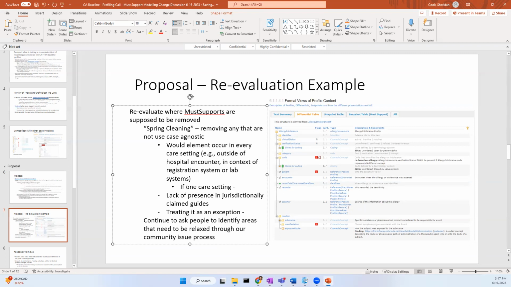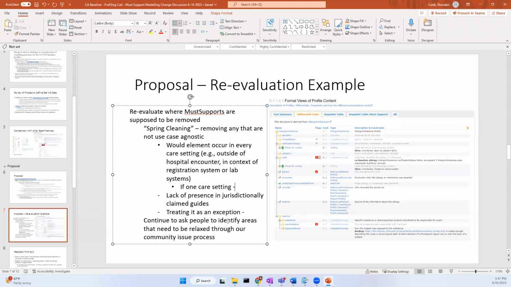Reaction is optional and not must support. So it's only if you provide a reaction that you should be providing a manifestation. And really, manifestation is a required element, right? Yep, if you're providing reaction. So if we're not saying anything about the reaction itself, then obviously you only provide that if you have a manifestation anyway.